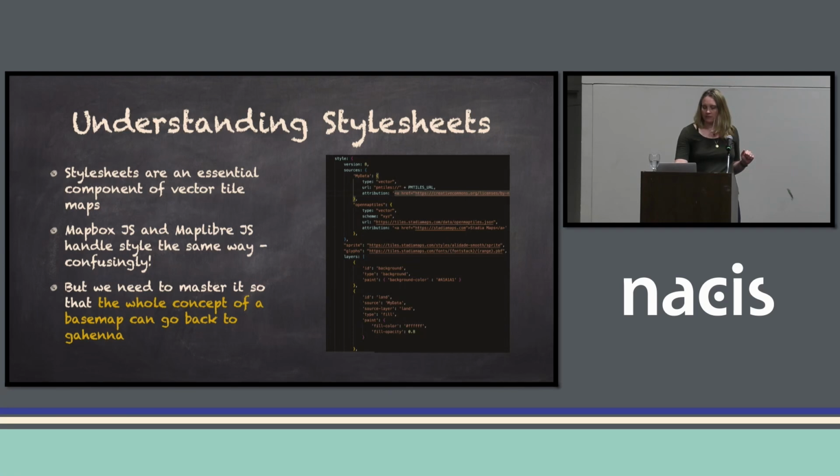Oh yeah, and I did say in here, I really hate base maps. Make that I really hate base maps, but they can help me do this project, so they can go back to Gehenna, which is Yiddish for hell, where they belong.